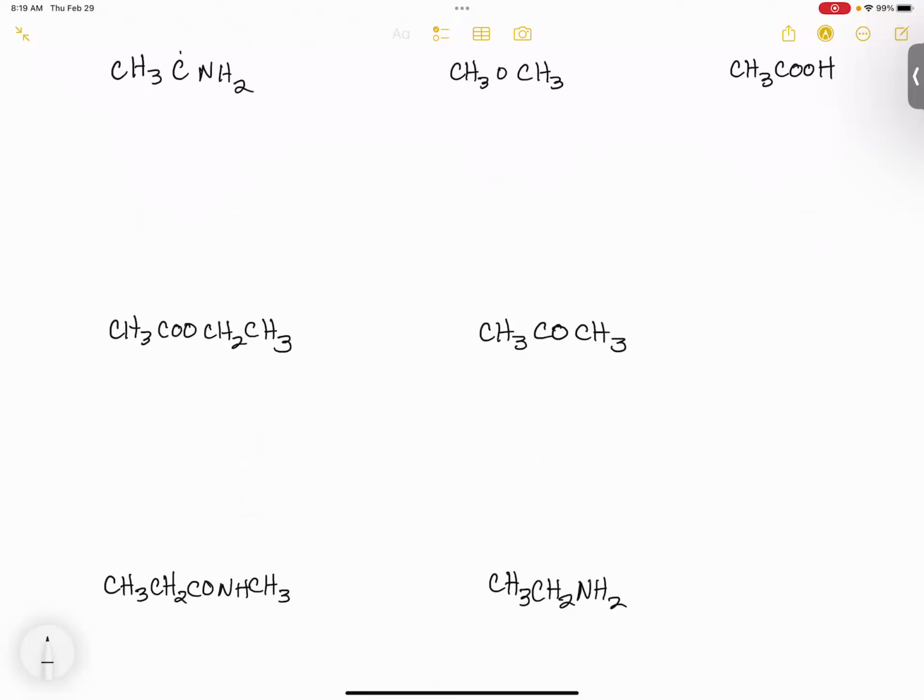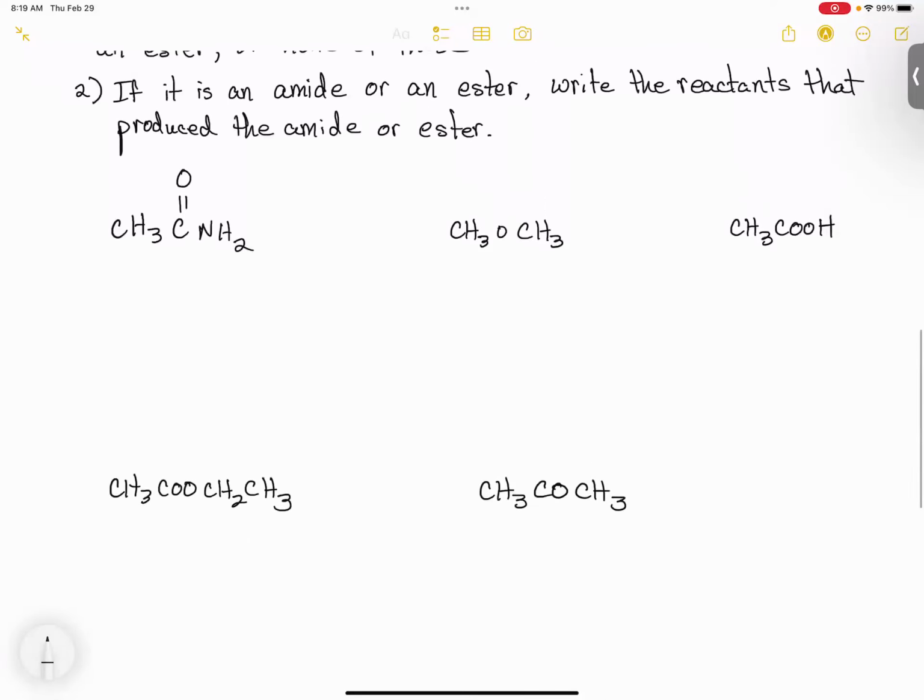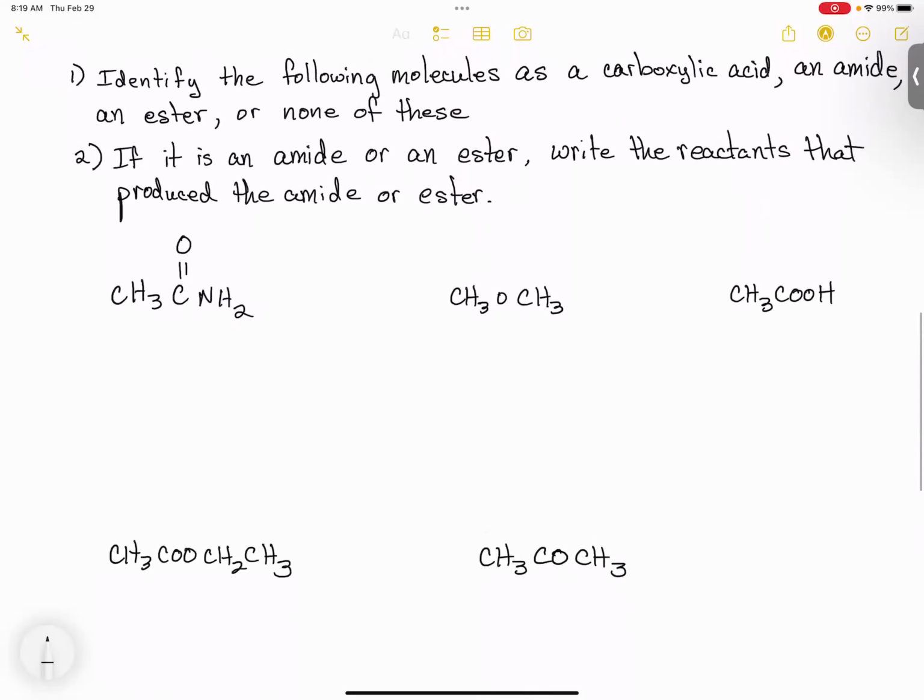So again, you're going to name whether it's a carboxylic acid, an ester, an amide, or none of those. That's step number one. And then if it's an amide or an ester, I want to know what the reactants are that it came from.